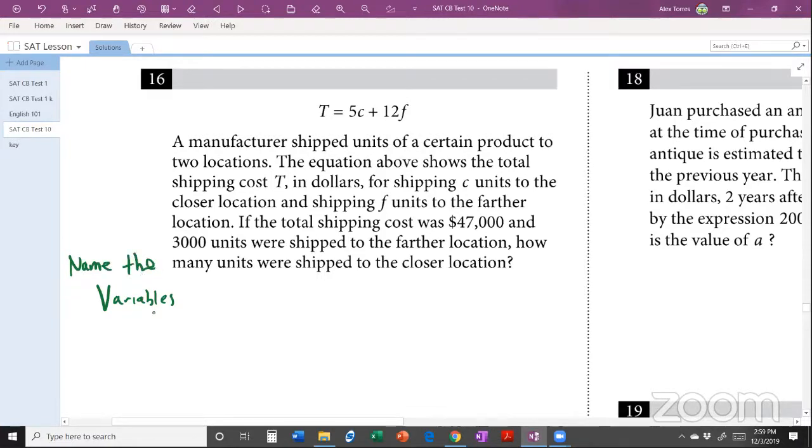because this will help you think more clearly. So what are T, what are C, and what are F? T is the shipping cost. F is the number sent to the farther location. Farther or further? Oh, okay. F is the one sent to the farther location, and C is the number sent to the closer location.